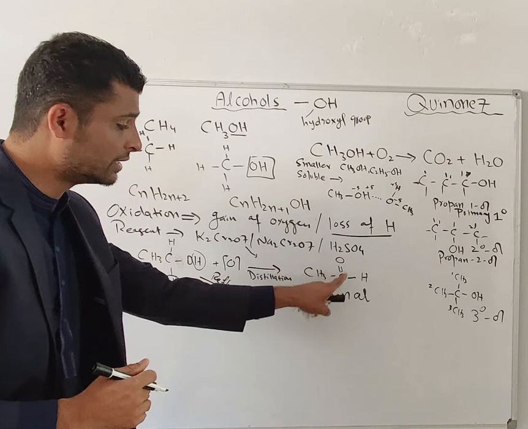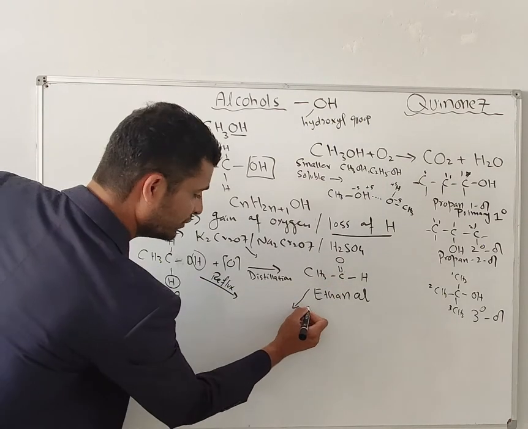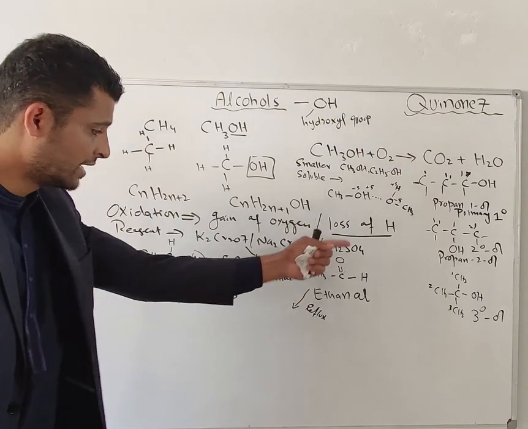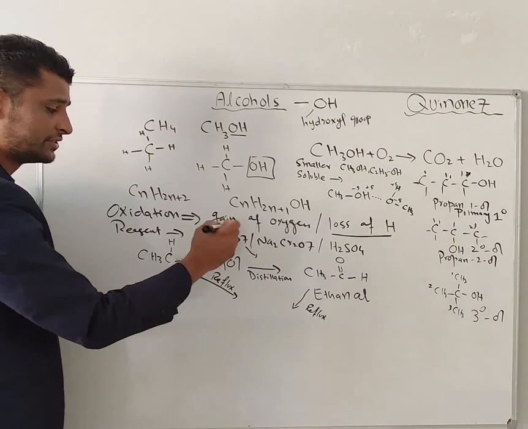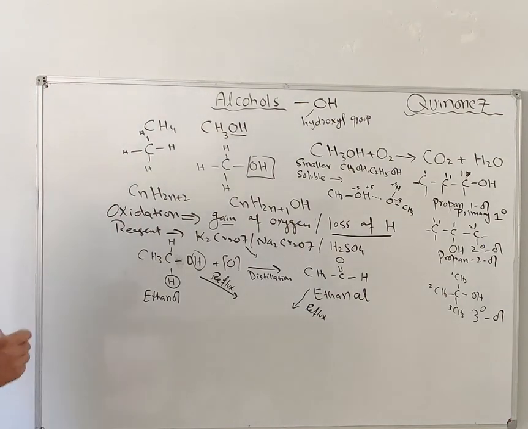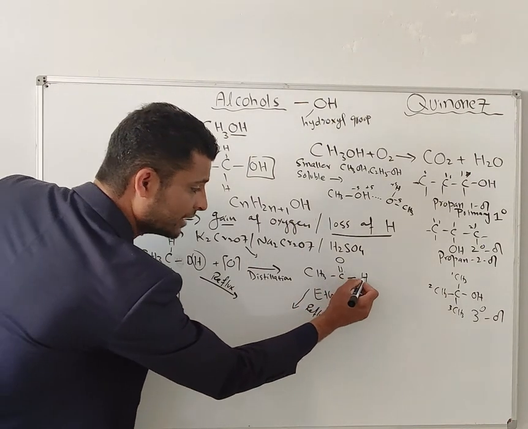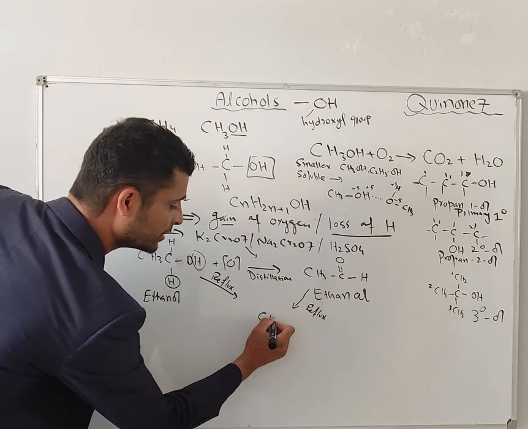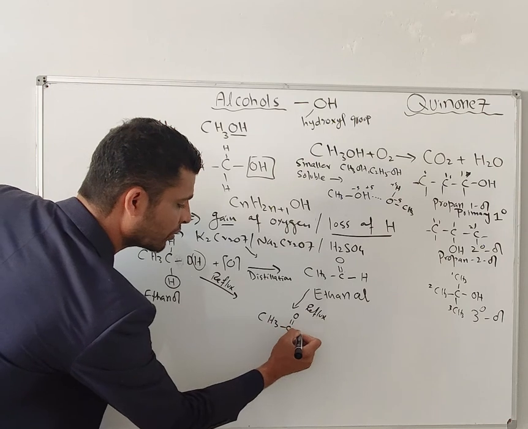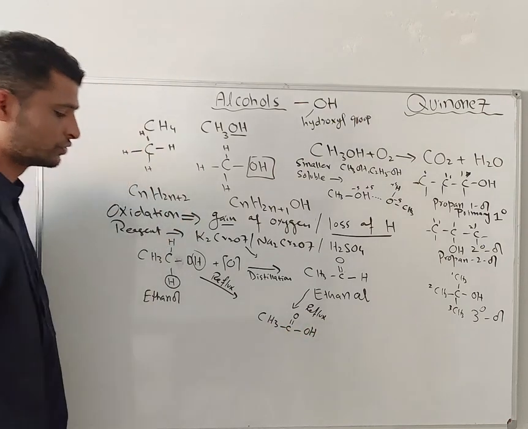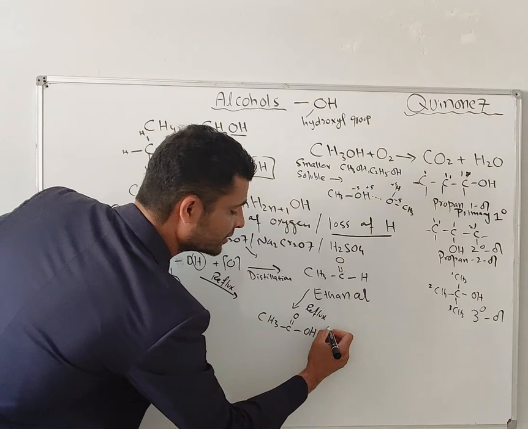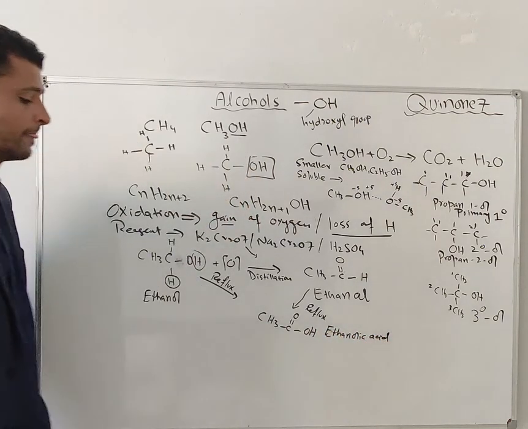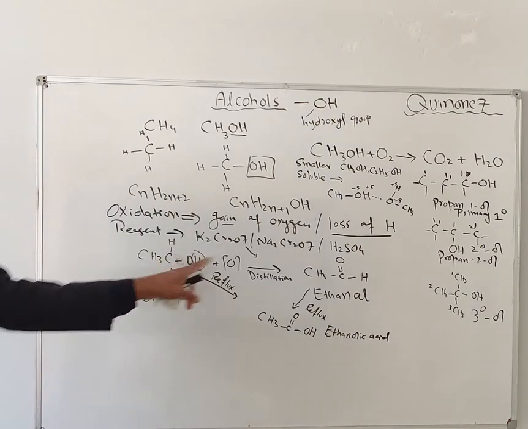With the same reagents, K2Cr2O7 and sulfuric acid, this one will go further. It will produce aldehyde first, and then with reflux and K2Cr2O7 it will further oxidize. Another definition of oxidation is gain of oxygen. So what's going to happen now? To this hydrogen here, you will add one oxygen. So this will be converted into CH3, C double bond O, single bond OH. That is a carboxylic acid. It is ethanoic acid. Now you have done the primary alcohol oxidation.